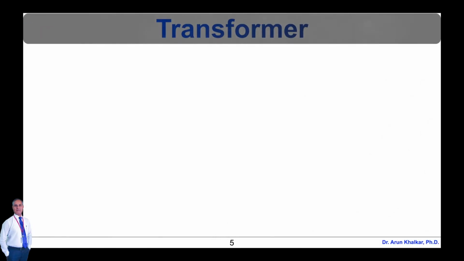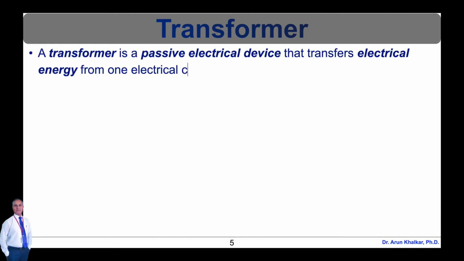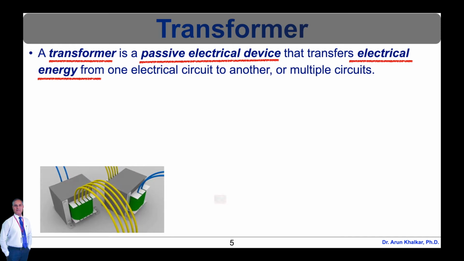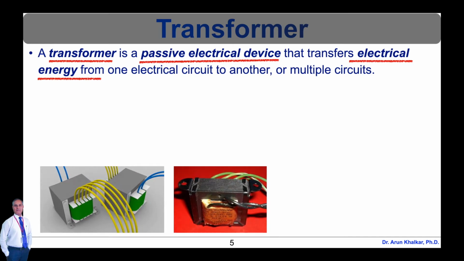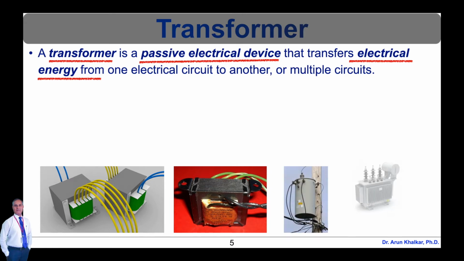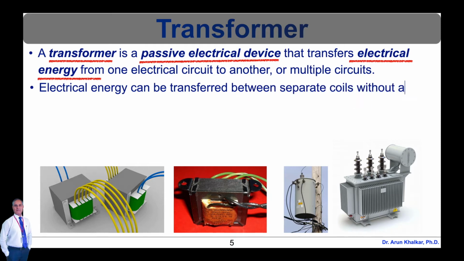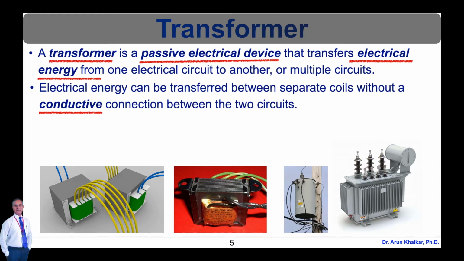Now let's see what is transformer. A transformer is a passive electrical device that transfers electrical energy from one electrical circuit to another or multiple circuits. A varying current in any one coil of the transformer produces a varying magnetic flux in the transformer's core, which induces a varying electromotive force across any other coils wound around the same core. Electrical energy can be transferred between separate coils without a metallic or conductive connection between the two circuits.